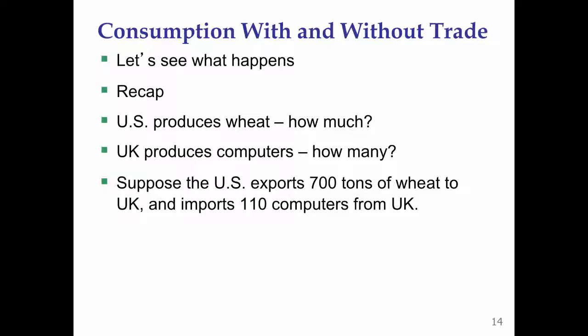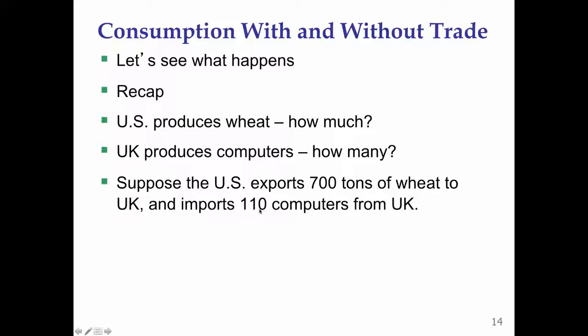And so we have these terms of trade. And we're not going to get into it, but essentially the terms of trade must lie in between the relative opportunity costs. And so in terms of computers, the opportunity cost in the US was, for one computer, you give up 5 tons of wheat. In the UK, you give up 10 tons of wheat, so it's between 5 and 10. Here, the relative opportunity costs are about 7, right?